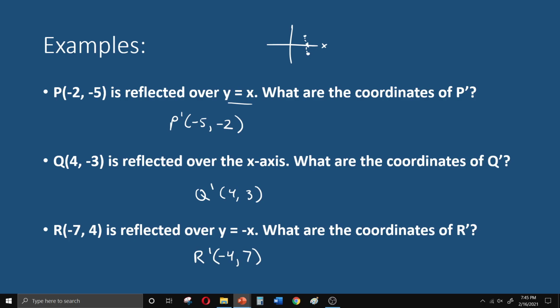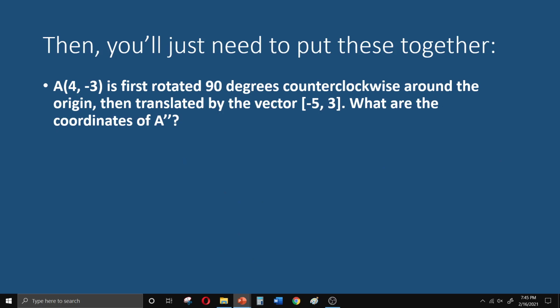So that is the transformations by themselves. Now we need to know how to put them together to make more complicated transformations. So you might see a test question, something like this. We give you a point. A is 4, negative 3, and we're going to do a couple things to it. We're going to rotate it 90 degrees counterclockwise around the origin and then translate it and find the coordinates of A double prime, right? So that implies after the two transformations have been done.